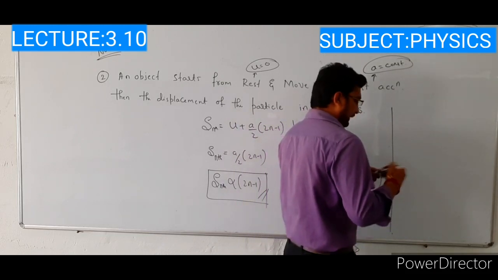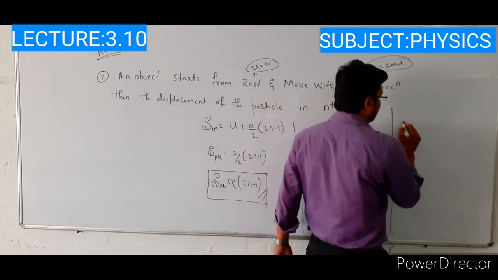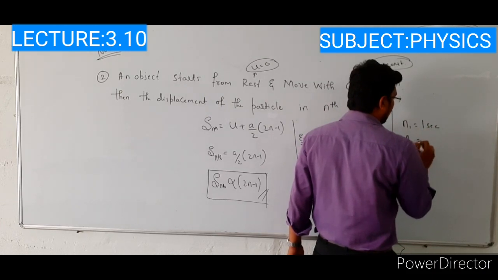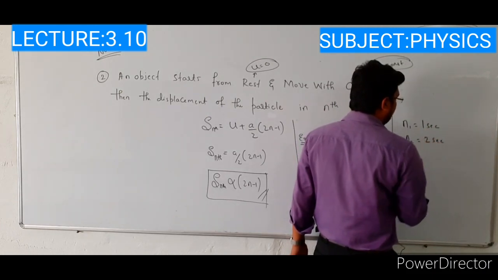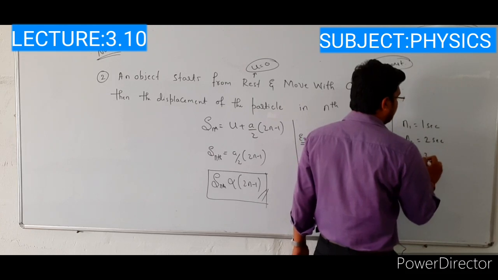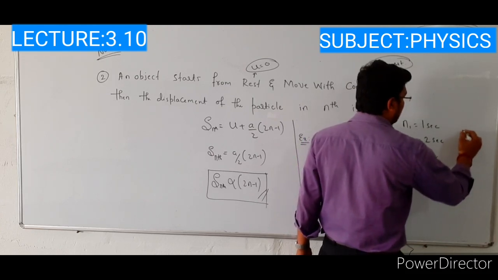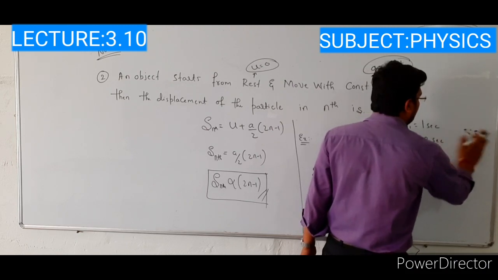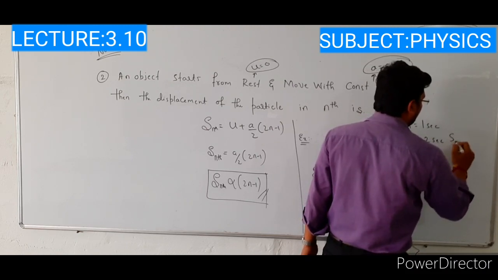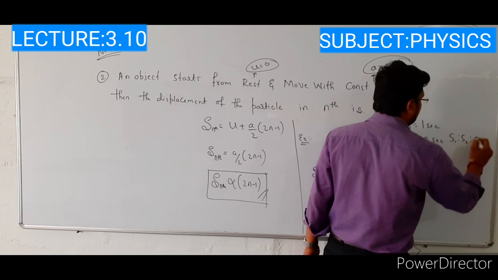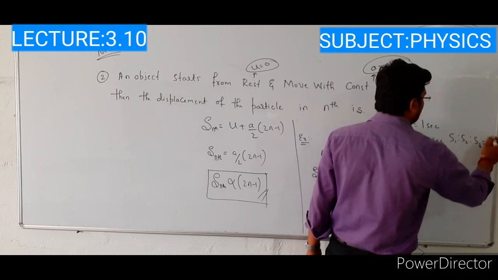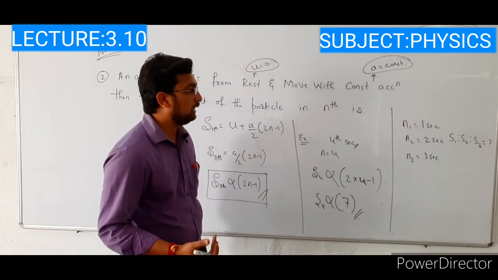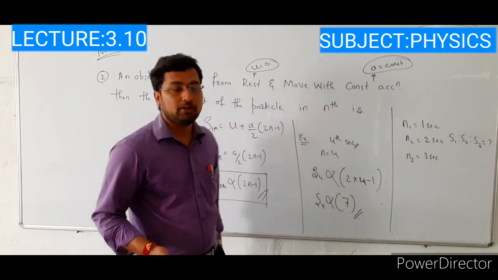Here is one more example. Here they are given n1, n2, n3 values. For example, n1 is equal to 1 second, n2 is equal to 2 second and n3 is equal to 3 second. Then find out the ratio of s1 is to s2 is to s3. So s1 is to s2 is to s3 is equal to question mark. In this case we are going to find the ratio of the displacement of the particle in the given time interval. Okay, see here.